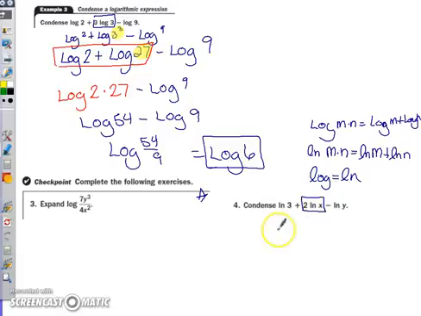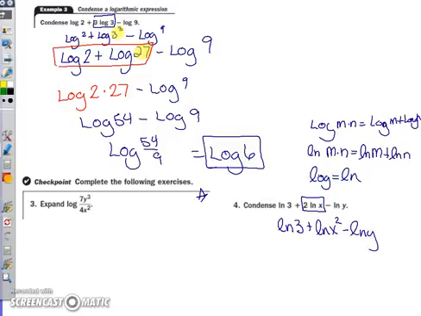We're going to start there. So you're going to have the natural log of 3 plus, now this goes to a power, natural log of x squared minus natural log of y. We always do the powers first. I just find it makes it easier.